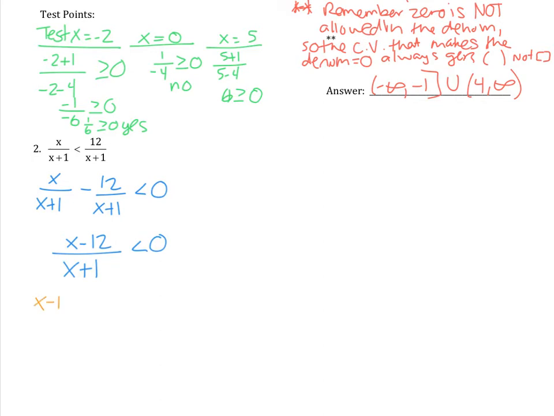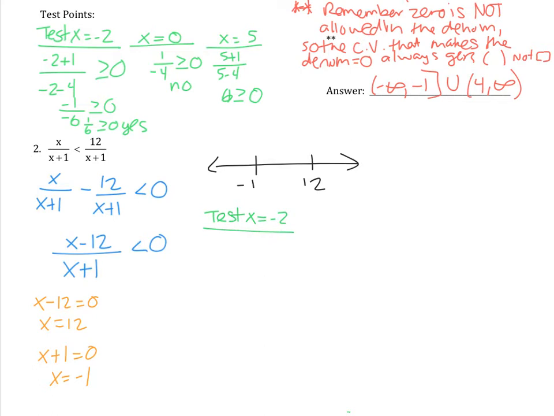So if I set the top equal to 0, I get x equals 12. If I set the bottom equal to 0, I get x equals negative 1. So I'm going to put those values on my number line. Okay, now I'm going to test something that's less than negative 1. I'm going to choose negative 2. I can plug it into the original, or I can plug it into the one where I already have common denominators. I'm going to choose that one.